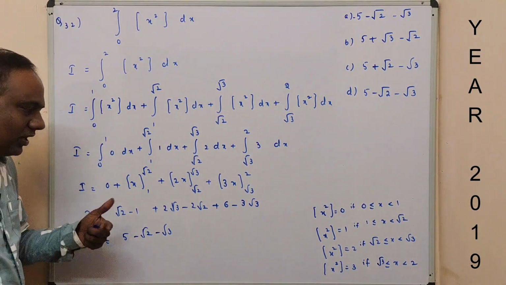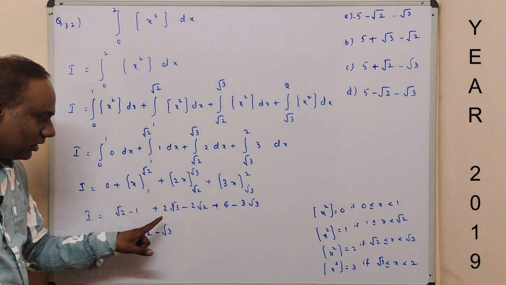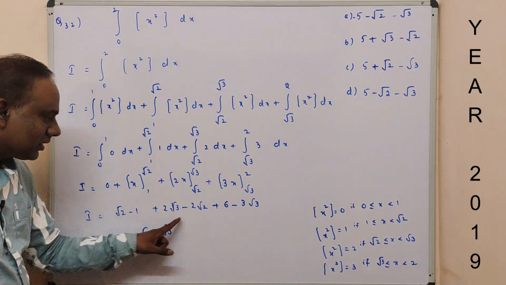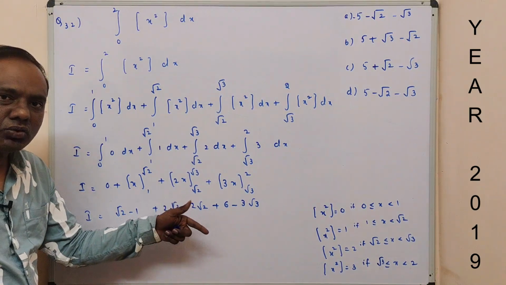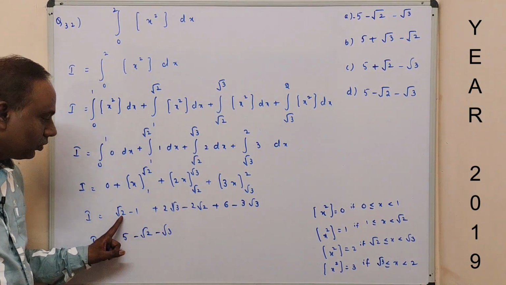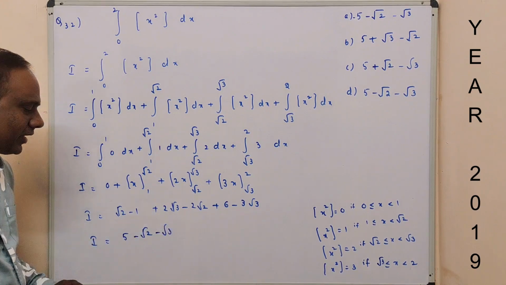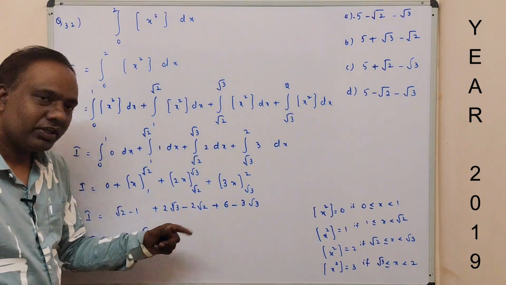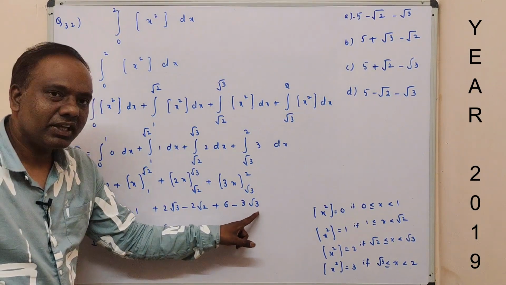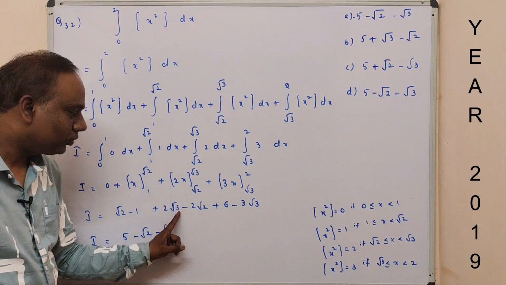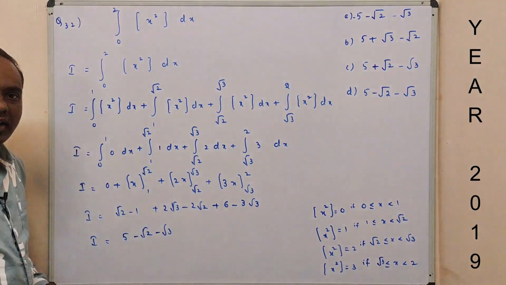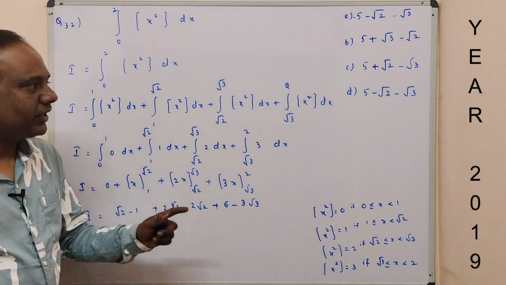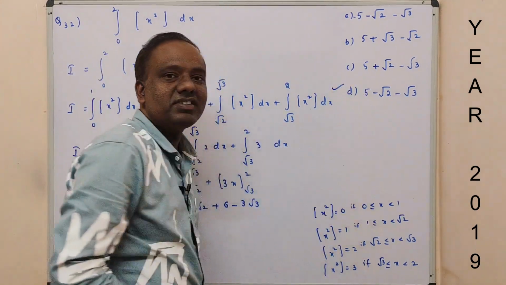So here the answer is, suppose this is x and this is minus 2x. Suppose root 2 is equal to x, then it is x minus 2x, which is minus x, right? Like that, root 2 minus 2 root 2 is minus root 2. Similarly, suppose root 3 is equal to x, then 2x minus 3x is minus x. So 2 root 3 minus 3 root 3 is minus root 3. So here the answer is 5 minus root 2 minus root 3. So option D is the correct one.